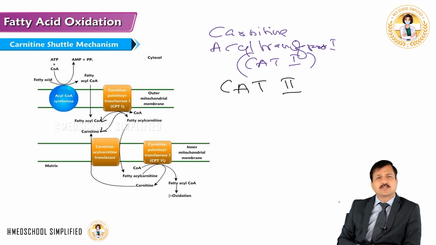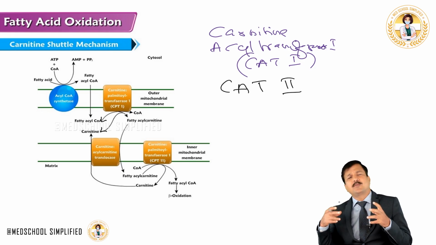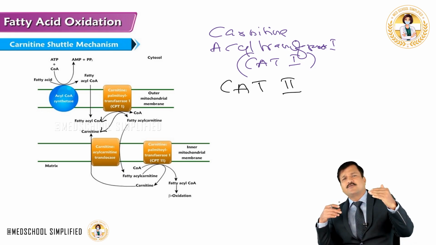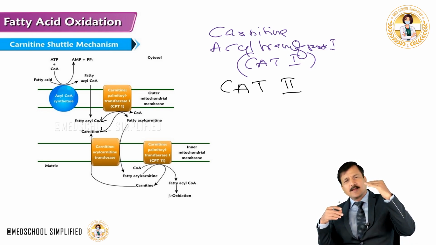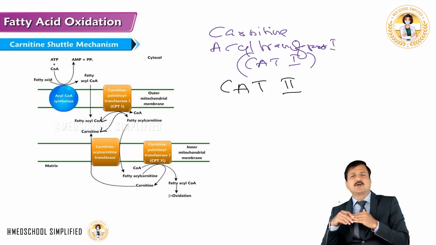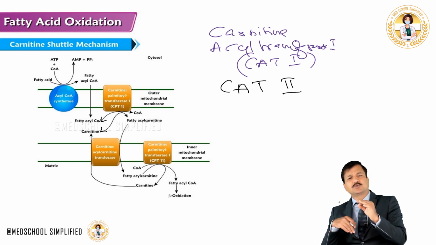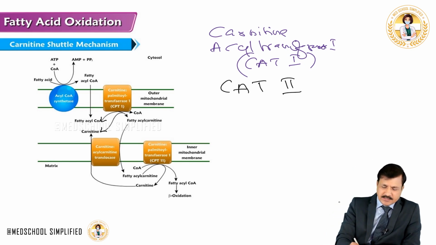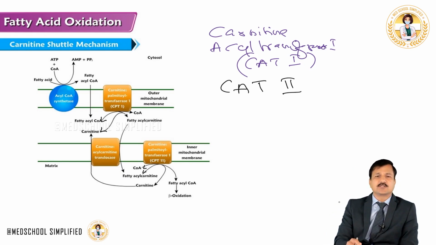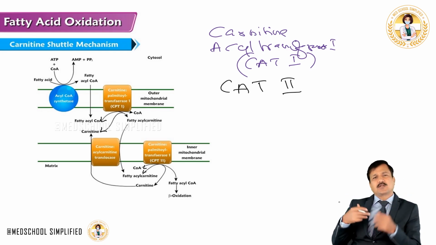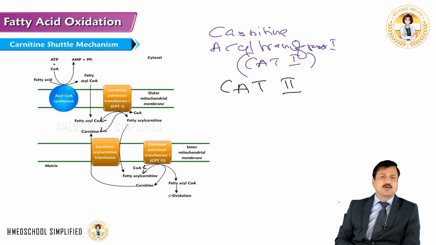So, what is the use of the carnitine shuttle mechanism? It is going to help in the transport of long chain fatty acids from the outer mitochondrial membrane all the way to the matrix of mitochondria. So, that's the purpose of the carnitine shuttle mechanism. Make sure you remember that CPT1 and CPT2 are reversible enzymes. So, they can reverse the reaction, separate carnitine, and release fatty acid also. So, remember that point also.